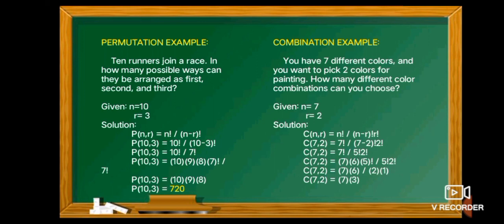So C(7, 2) equals 7 times 6 times 5 factorial over 5 factorial times 2 factorial. Let's cancel the common numbers, which is the 5. So 7 times 6 over 2 times 1. Since 6 is divisible by 2, the answer is 3. So 7 times 3 is equal to 21.